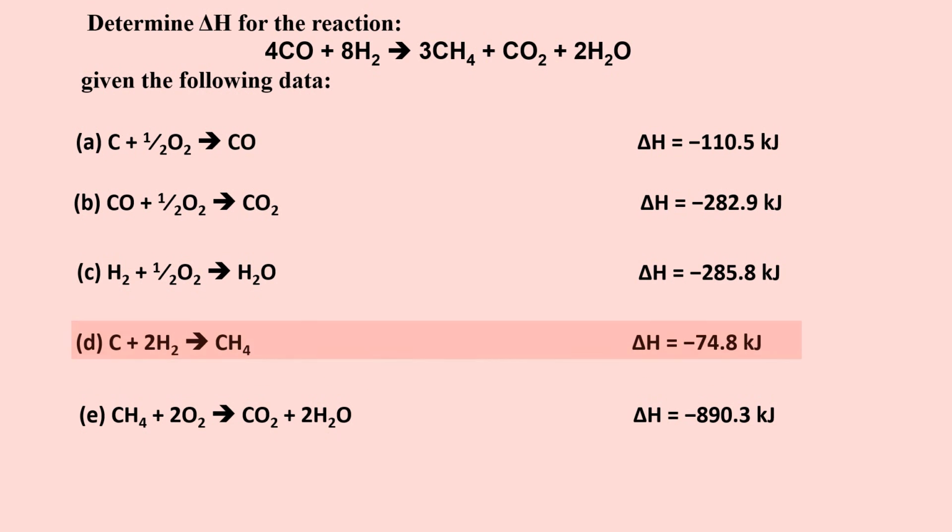Next, we have D, 1 mole of carbon reacting with 2 moles of H2 to produce 1 mole of CH4 with a delta H value of negative 74.8 kilojoules.